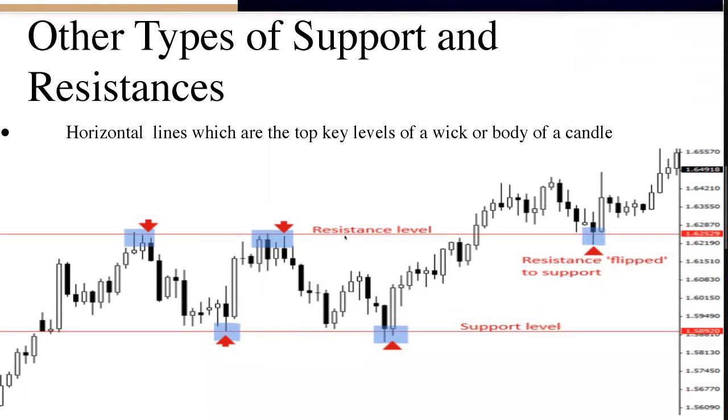So what that means is anytime a resistance is broken, it flips to a support. Anytime a support is broken, like as of right here, support was broken. Resistance was broken and it flipped to support. So always remember that if price is buying up to a resistance level and then breaks a resistance level, it's going to come back down and retest it as support. So we got support. That's all price does.